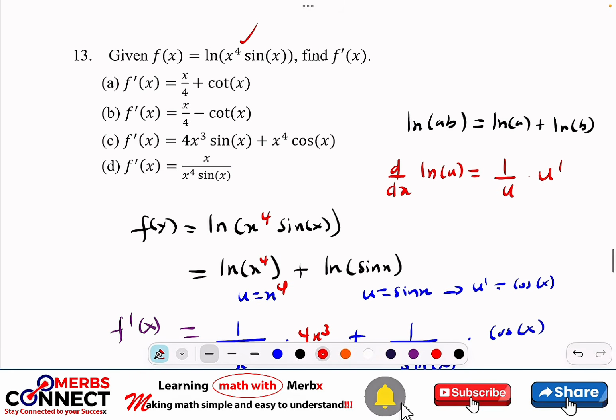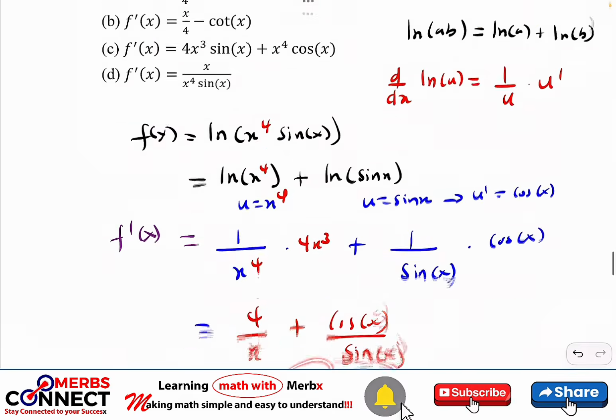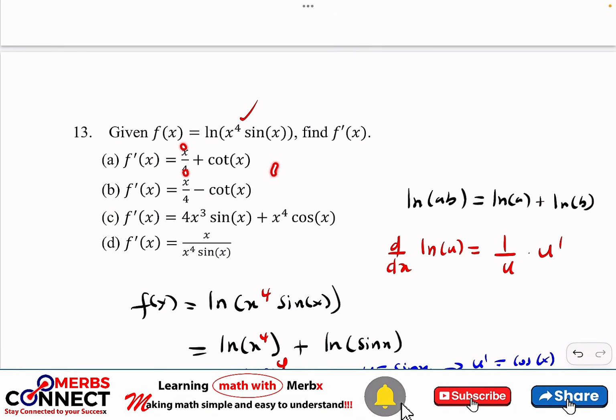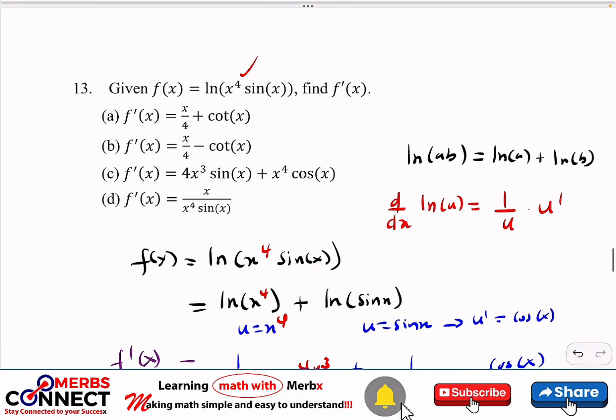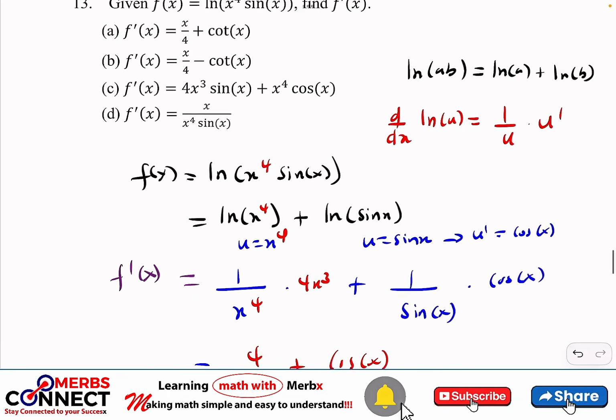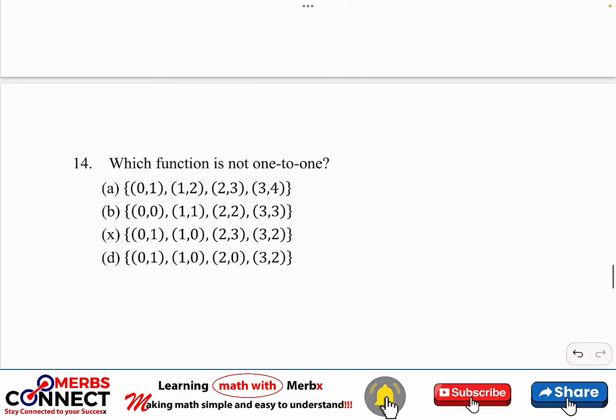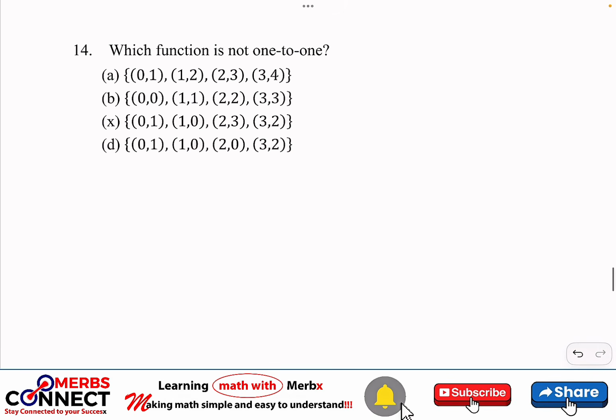Okay, so I think the options, all of them are reciprocated, right? This is plus this. So if this one was 4 over x, the option should have been A. So here, no option. Yeah, no option.